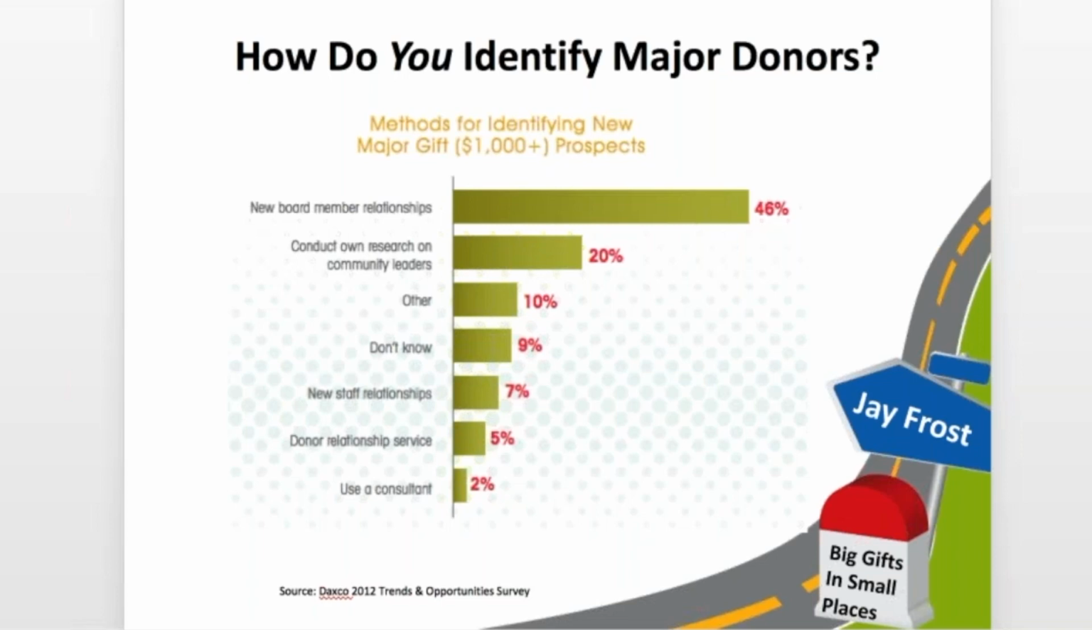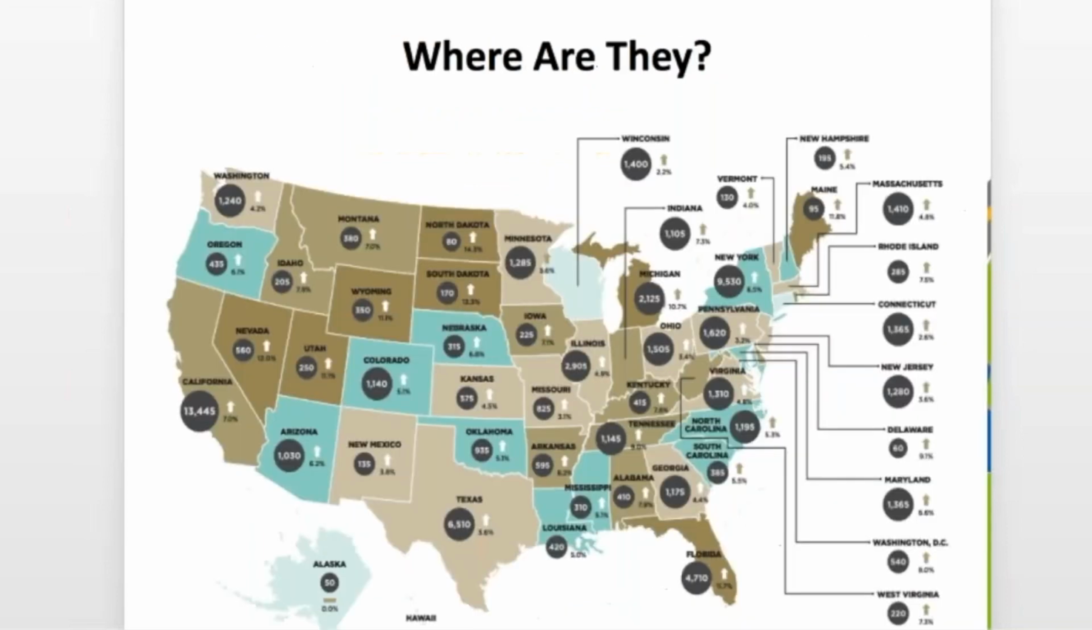Another way might be to conduct research on community leaders. And then there's this big other column. And then there's the other one, which I find particularly scary: don't know. In other words, people aren't really sure where to find major donors. Again, maybe that's one of the reasons you're here. So we're going to take a few minutes to talk about identification right now.